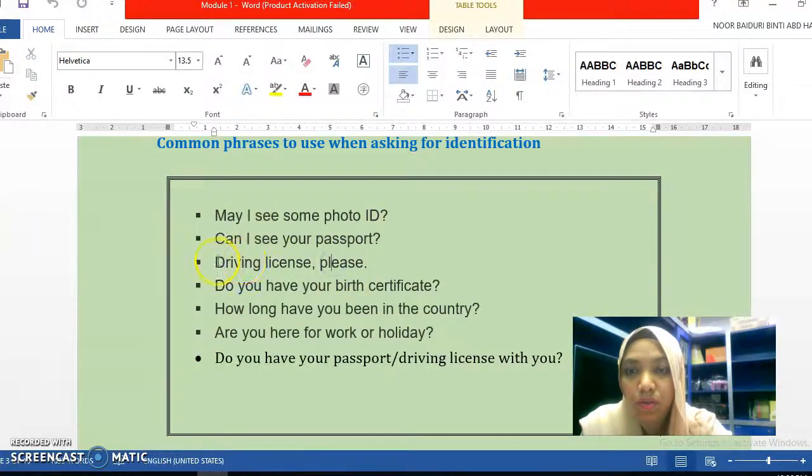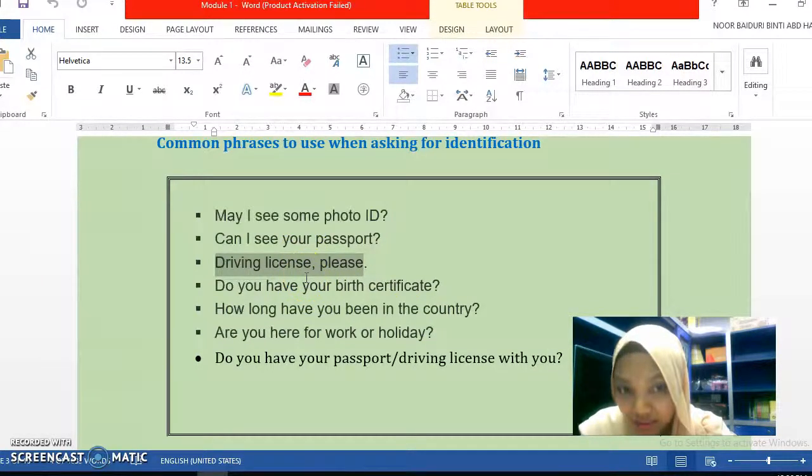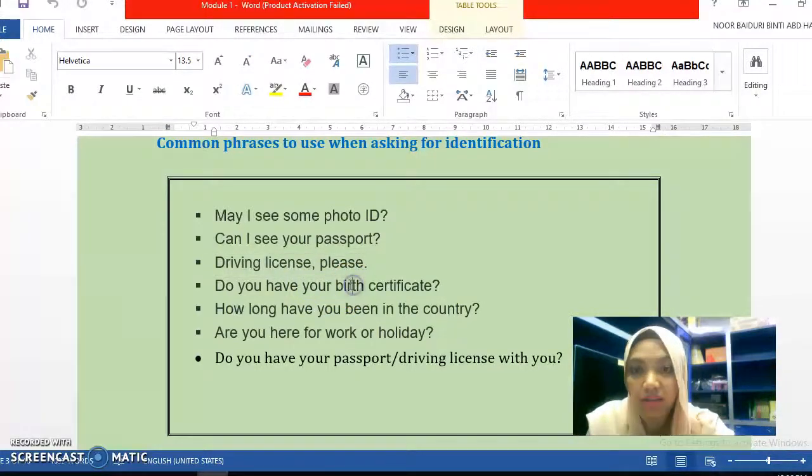Or, once you have pulled over a car that has exceeded the driving speed limit, you can straight away ask, "Driving license, please. Driving license, please." Another way of asking for ID is, "Do you have your birth certificate?" Do you have your birth certificate?